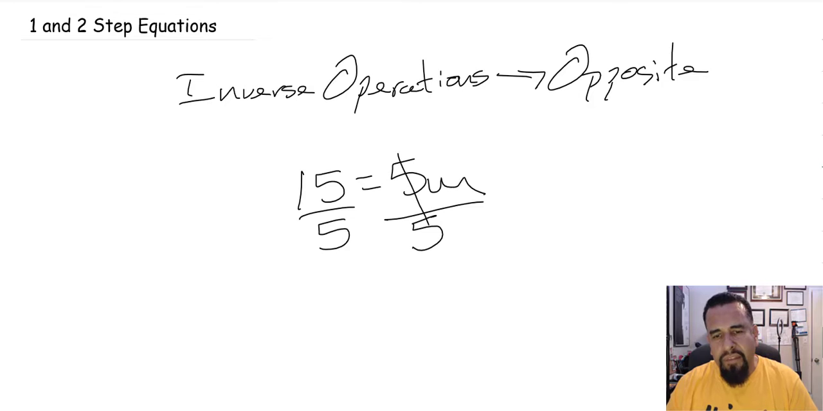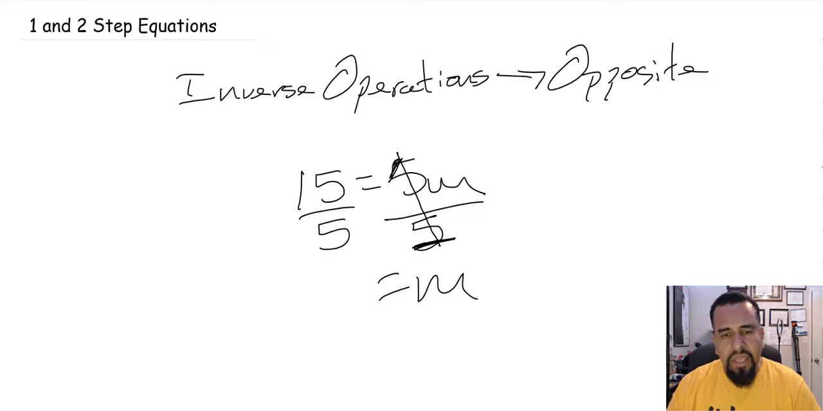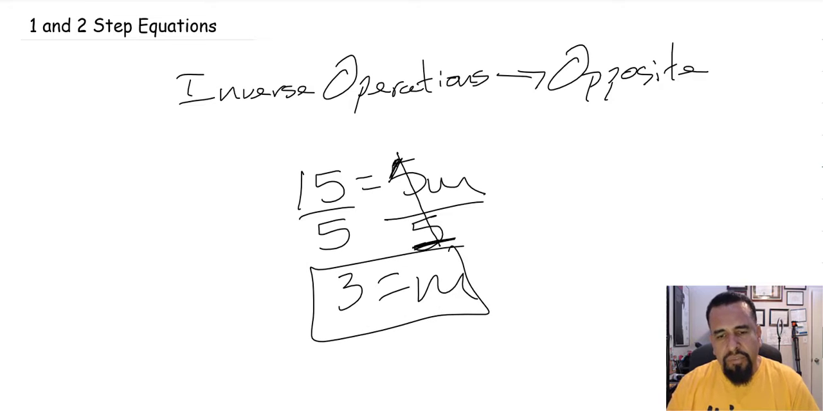5 divided by 5 equals 1. There's a misconception that people say, well, this cancels. It doesn't cancel. This becomes a 1, so it's 1m, but usually how we write it is just m. Then 15 divided by 5 is 3. So my answer for this one is m equals 3. All right, let's try another one.